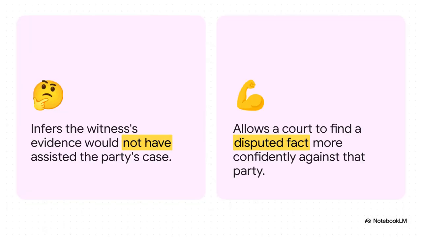Okay, and this is where you can show some real sophistication. It's not just about what the rule is, but why it exists. And the courts have given us two slightly different reasons. The first one is the one everyone knows. We can infer the testimony wouldn't have helped them. Simple enough. But the second rationale? That's the more powerful one. It says the judge can actually become more confident in deciding a fact against the party who didn't call the witness. See the difference? One is passive, it wouldn't have helped. The other is active. This makes me more sure you're wrong. Nailing this distinction in an exam, that's how you get the top marks.